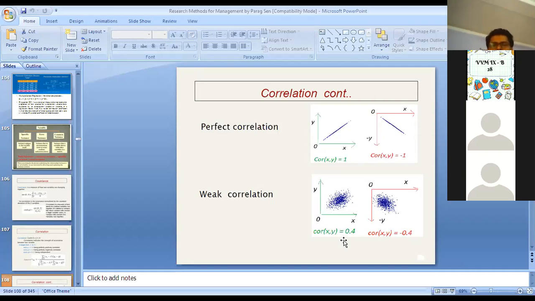If you randomly select any two variables, obviously there will be at least some amount of correlation, but it may be very weak. In the case of weak correlation, you can see that this is weak positive correlation, and this is weak negative correlation. You can see that the data are very scattered and are not making any kind of straight line.